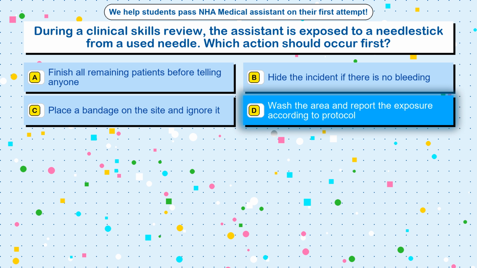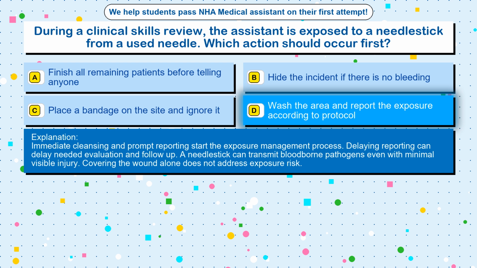The correct answer is option D, wash the area and report the exposure according to protocol. Immediate cleansing and prompt reporting start the exposure management process. Delaying reporting can delay needed evaluation and follow-up. A needle stick can transmit bloodborne pathogens even with minimal visible injury. Covering the wound alone does not address exposure risk.